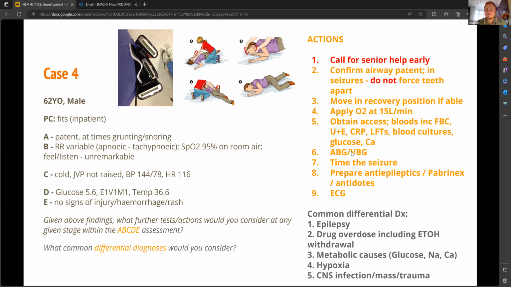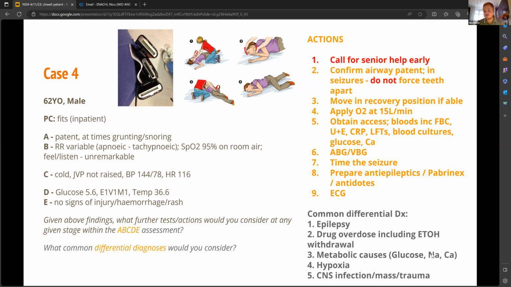Get ready for some antiepileptics. Frequently it's benzos, lorazepam, diazepam. They can be given IM as well if you're struggling. Diazepam can be given rectally as well. Midazolam can be given buccally. So think about Pabrinex, especially for malnourished or alcoholic patients having seizures. And think about antidotes like flumazenil in somebody who may have had a benzo overdose, and ECG.